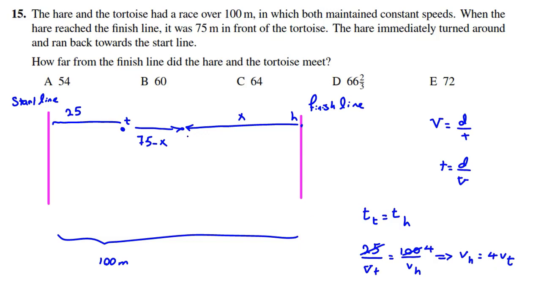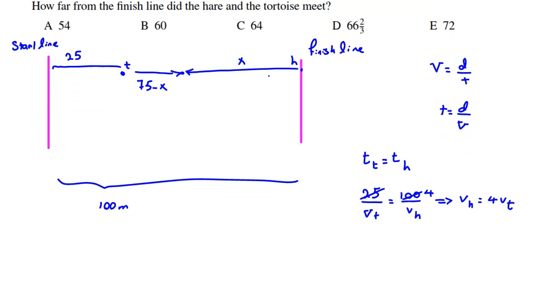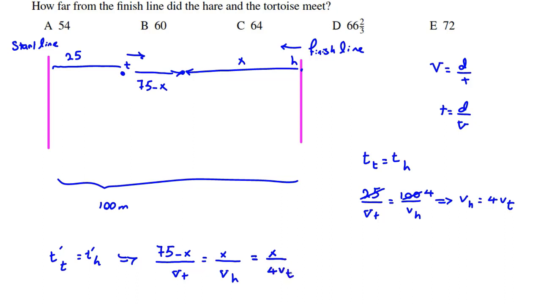Okay, now here we know again it starts from here, it starts from here. Again, their new times are equal. So their new time, let's call it T prime of the tortoise equals T prime of the hare, when the tortoise starts from here and the hare starts from here. They reach here, so their times are equal. Now, the distance for the tortoise is 75 minus x over the speed of the tortoise, equals x over the speed of the hare. We know the speed of the hare, as we proved, is 4 times the speed of the tortoise. Then you can multiply both sides by vt, then you can multiply both sides by 4 or cross multiply.